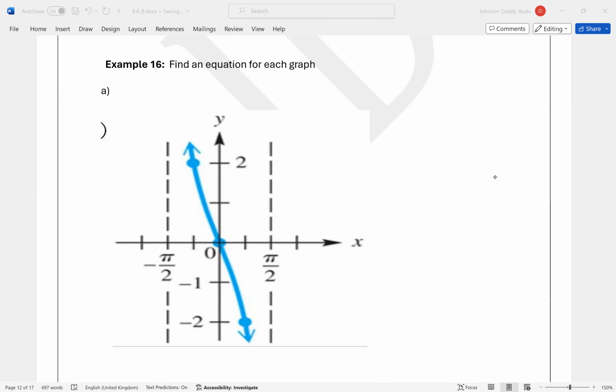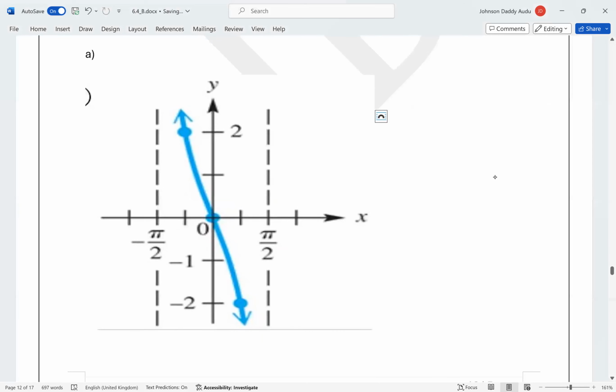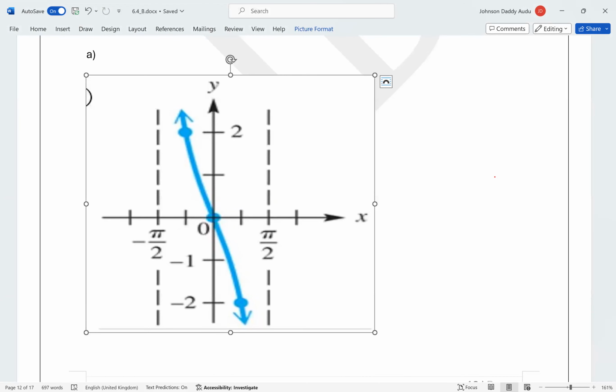Hello viewers. So here in these examples, we'll be looking at how to obtain the equation of tan from their graphs, tan and cotan. So if you look at this one, you can see that it is decreasing, right? Since it is decreasing, you can see it as a graph of negative tan, or you see it as a graph of cotan. So now let's try to see it as a graph of tan.